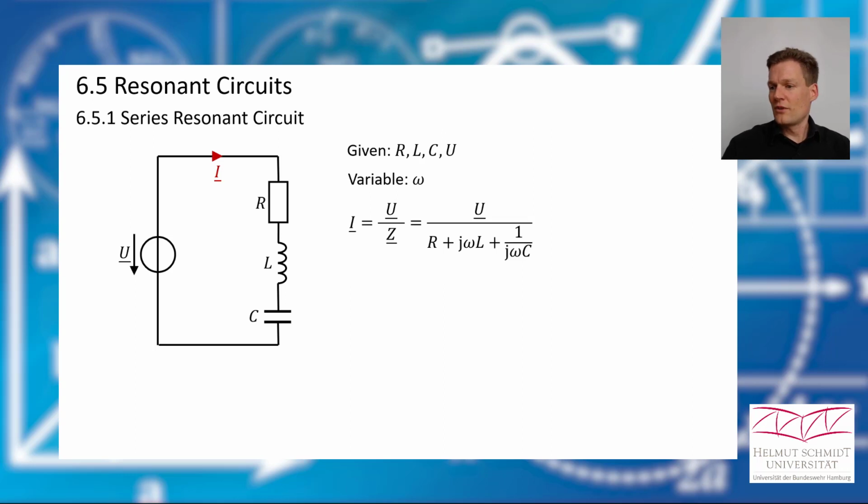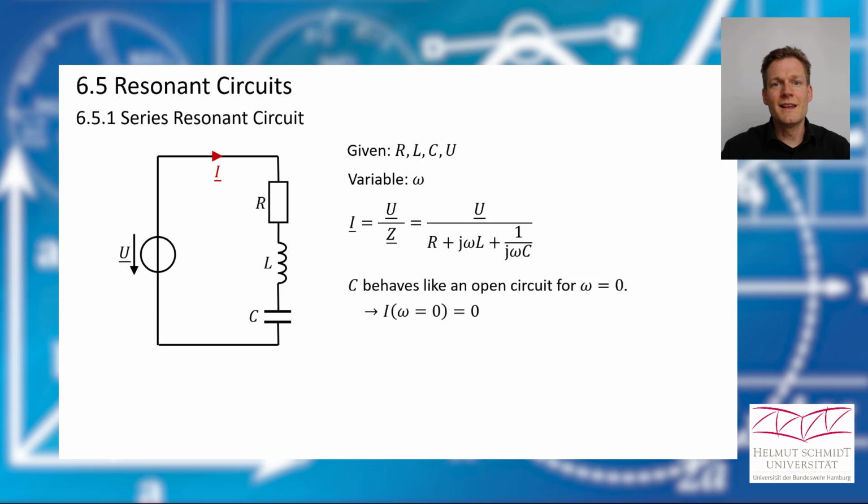Okay, and now let's have a look at our circuit. We are free to select an angular frequency omega. And if we take a very low value, lower, and until omega is 0, that means that we have a DC voltage source. And when we have a DC voltage source, the capacitor behaves like an open circuit. And that means that the absolute value of the current is 0.